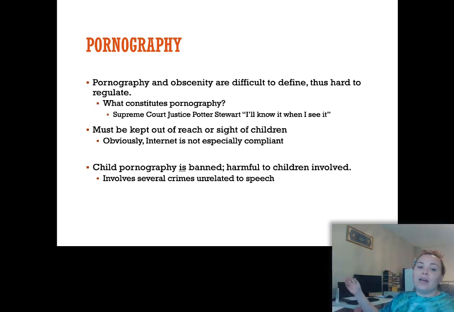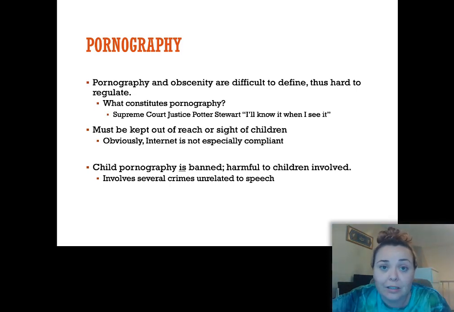You can ban child pornography, obviously, and I don't think there's anybody I've ever encountered that finds the banning of child pornography an infringement on anybody's right to do whatever they want, unless they have some serious questionable habits. It's harmful to children, it involves several crimes, but in this case, pornography or obscenity cannot be regulated because it's too difficult to define.